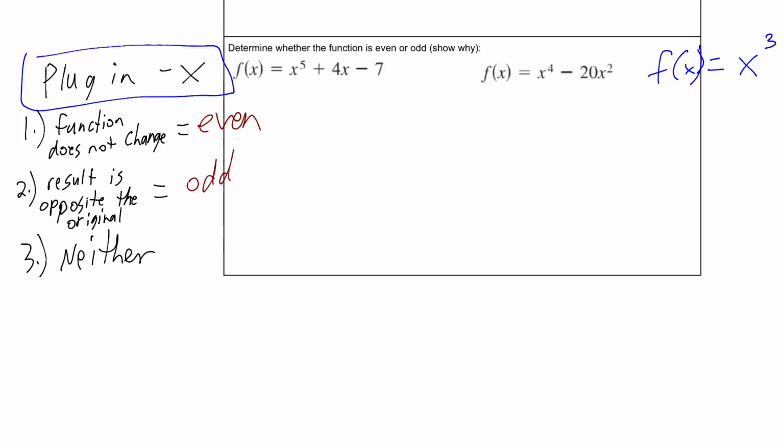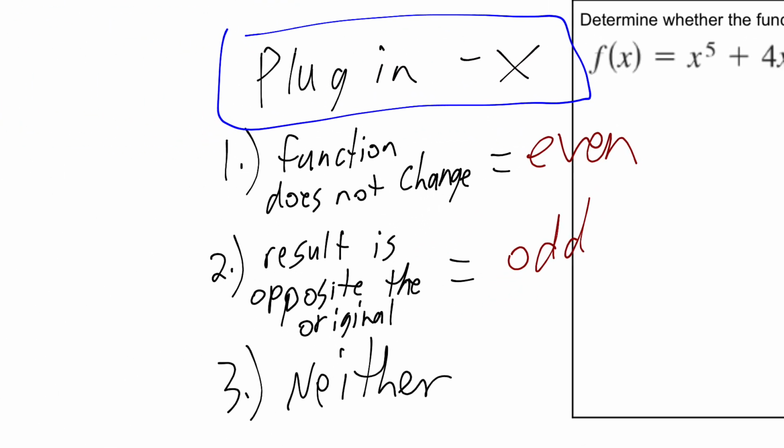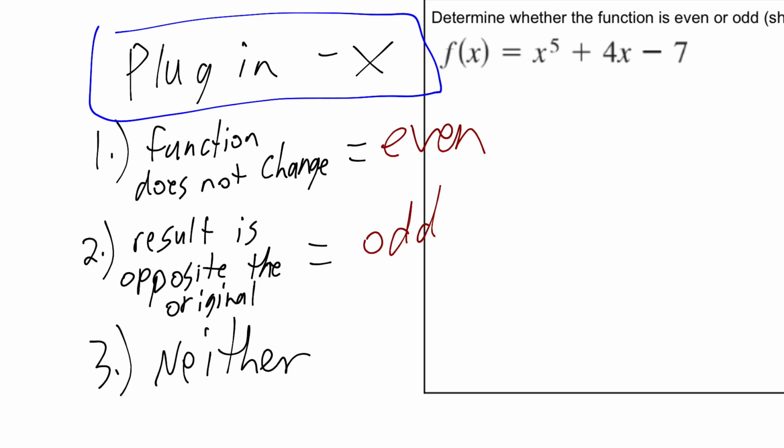If you want to determine if a function is even or odd, there's a couple of different steps. The first thing you do is you're going to plug in -x. After you do that, and you simplify, if you get the same exact function as your original, meaning the function does not change, that's considered an even function. What that means is there's symmetry about the y-axis. Generally, we see this with even exponents.